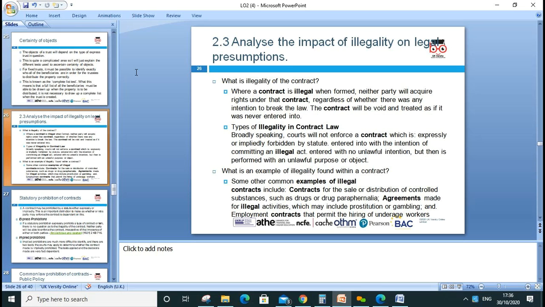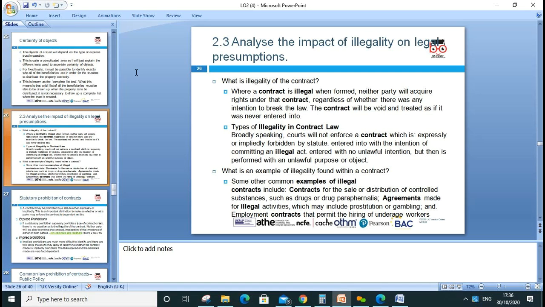Like a contract to kidnap somebody. That itself is against the law. That will be void itself, treated as if it was never entered into. Illegality in contract law means the court will not enforce the contract. Express or implicit terms are forbidden by the statute, by the law itself. Illegal goods are illegal.